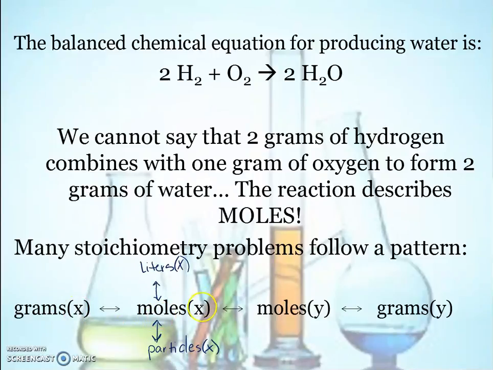To go from X to Y, or A to B, or from carbon dioxide to water, we have to go from moles to moles. This is where we use our mole ratio. Don't forget that the mole ratio is a very important part, and it has to be right here going from one thing to another. Then from moles we can go to grams. We can also go back to liters, and we can also go to particles.